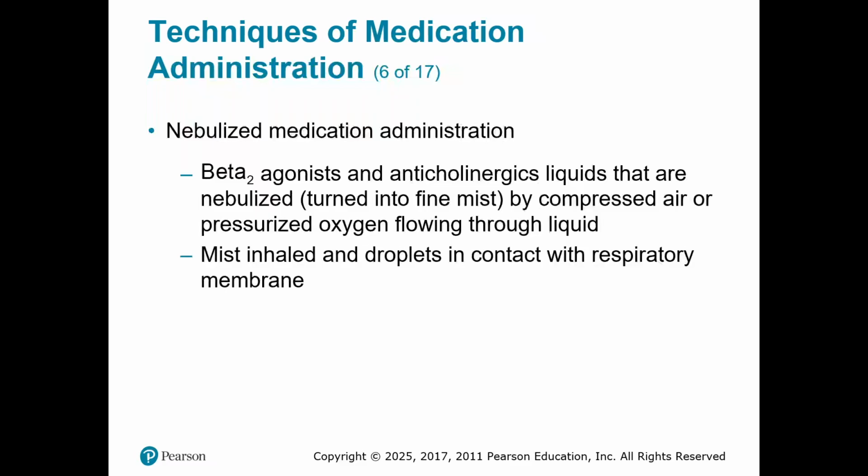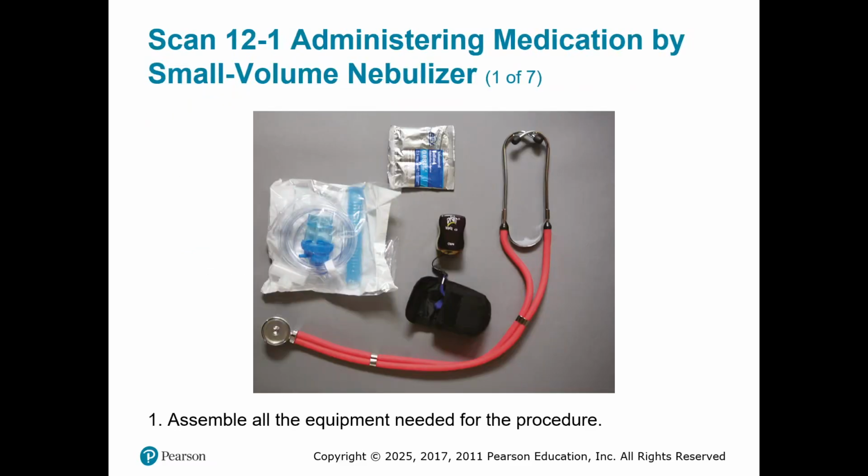Here we have the nebulized medication. We have a beta-2 agonist, the anticholinergic liquid that are nebulized. All right, so they become a fine mist with compressed air, pressurized oxygen flowing through the liquid. The mist is inhaled in droplets in contact with the respiratory membrane. And that's what allows for that bronchial dilation.